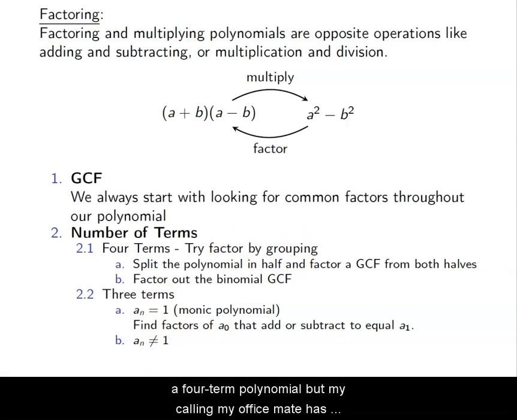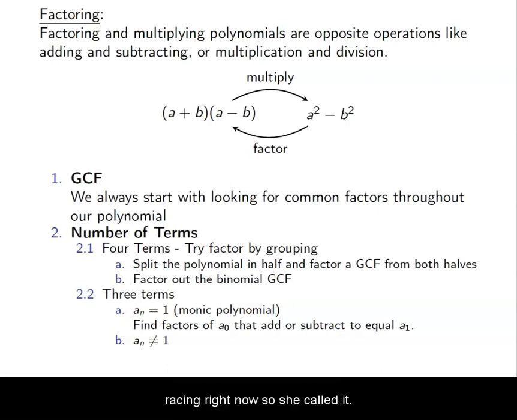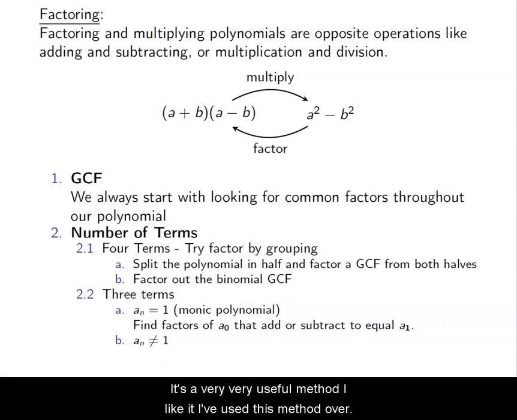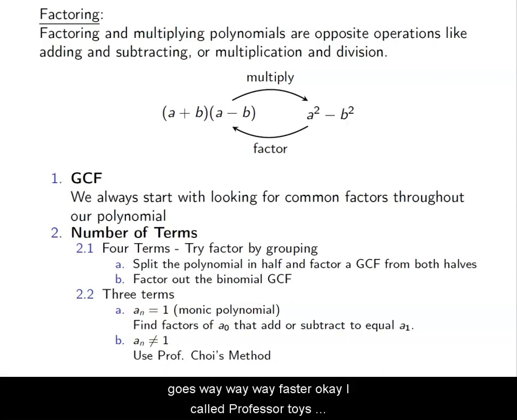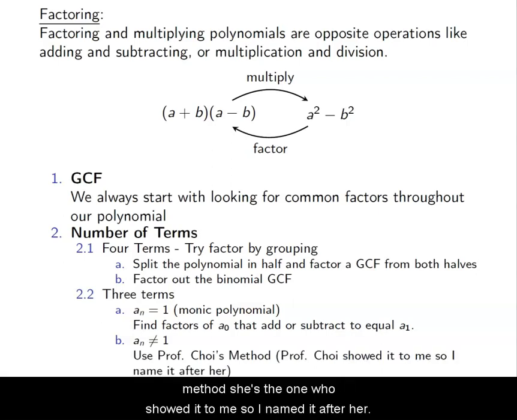But my colleague, my office mate, has a really unique way of doing it. She calls it the Asian way. I'm not trying to be racist or anything. That's what she calls it. She's Korean, and it's a very, very useful method. I like it. I've used this method over the traditional methods that I've learned in school. It goes way, way, way faster. I call it Professor Choi's method. She's the one who showed it to me, so I named it after her.